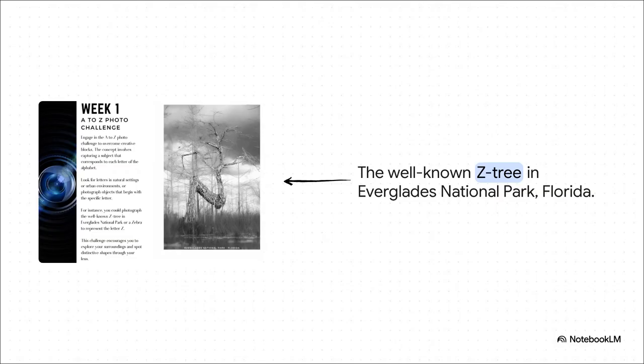And let me tell you, the potential here is huge. I mean, you might think a letter like Z would be impossible, but just look at this. This is the famous Z tree from Everglades National Park. It is a perfect, naturally formed letter Z. And that is exactly what this is all about, finding the incredible, the unexpected.